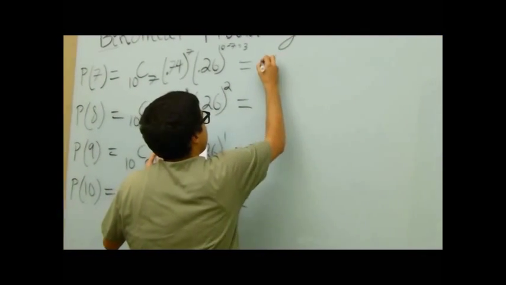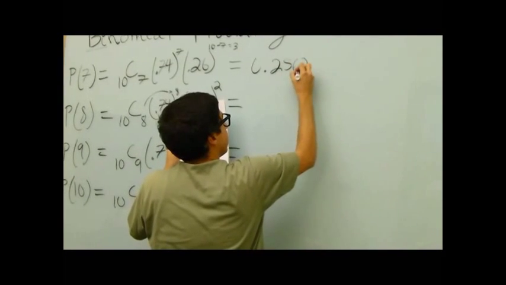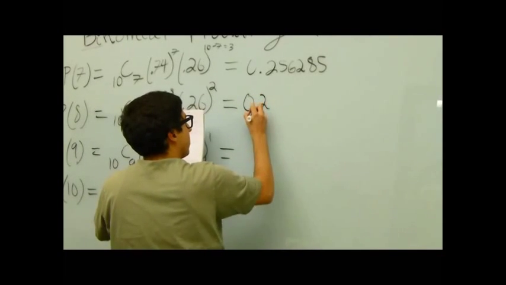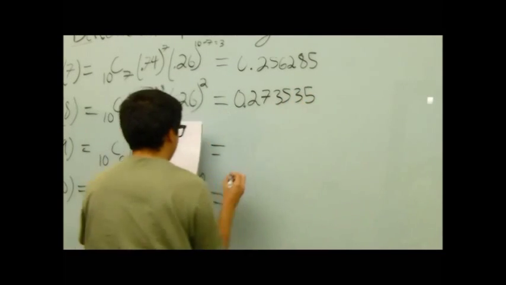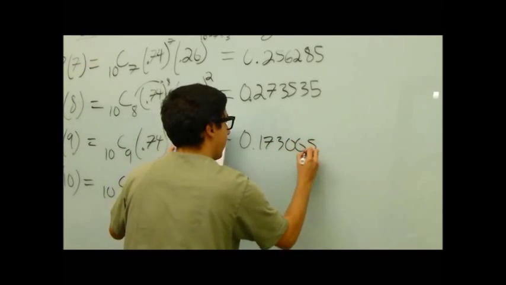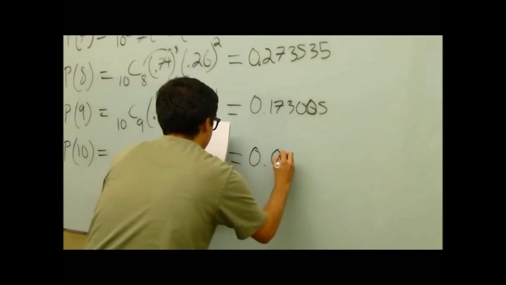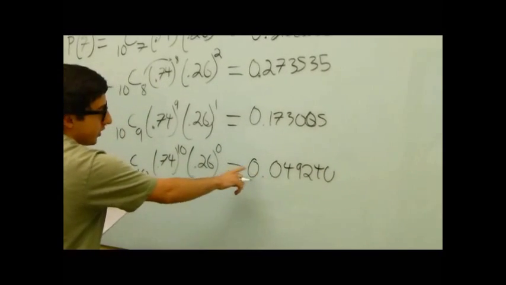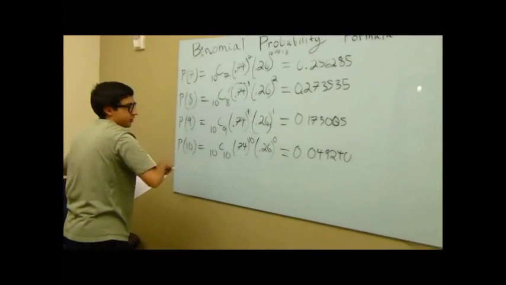First one would be 0.25625. Next one would be 0.27353. Third one would be 0.173005. And the last one would be 0.049240. And it makes sense that the last one is the least probable with the 0.0 before, because it would have to be a 100% success rate.